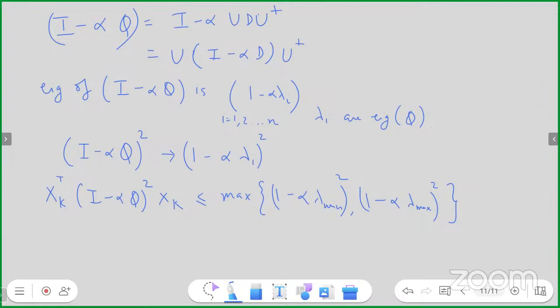This will be at most the max of 1 minus alpha lambda min, comma, 1 minus alpha lambda max. So what have we got for ourselves? That the norm of x_{k+1} over x_k is less than or equal to this quantity essentially, the max of, removing the squares, 1 minus alpha lambda min.